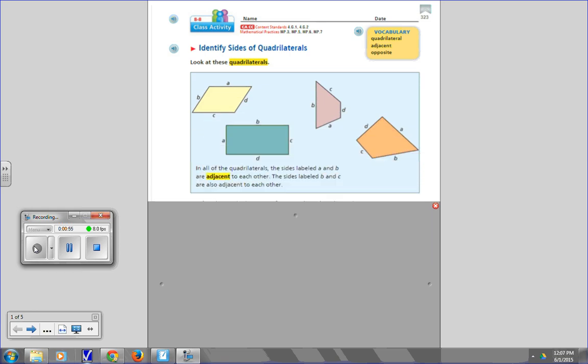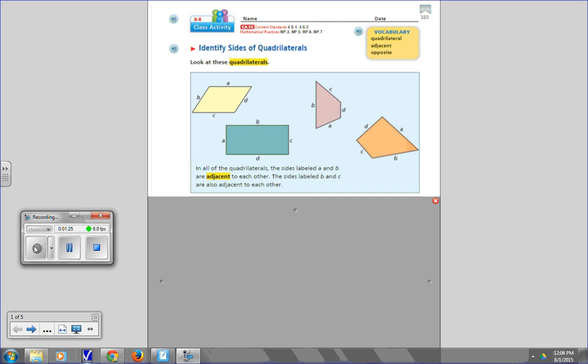So the first thing I want you to look at here are these quadrilaterals. All four of these shapes are quadrilaterals, have four sides. That's what the word quadrilateral means. In all of these quadrilaterals, the sides are labeled A and B and C and D, all of them. But each of them, A and B are adjacent to each other. The sides labeled B and C are adjacent to each other.